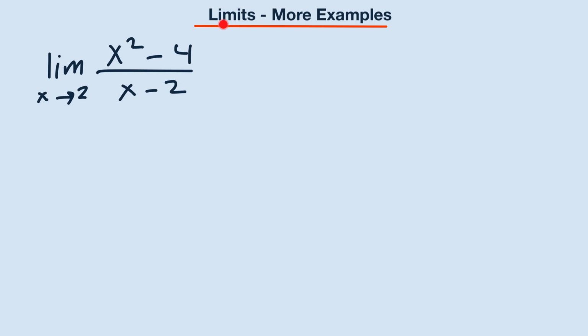We will continue with limits, with more examples. Let us take a look at this example. Limit of x squared minus 4 divided by x minus 2 as x approaches 2. If we use direct substitution, we will get 0 over 0, right?